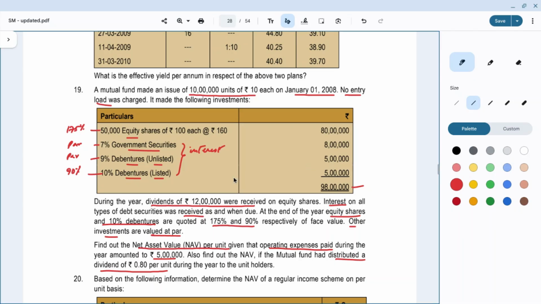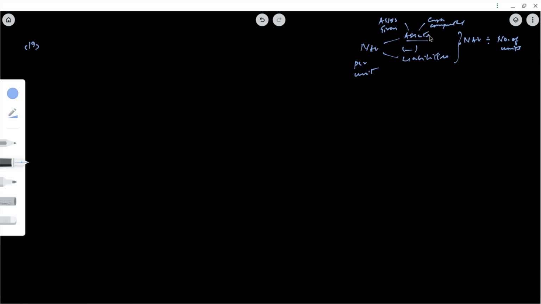And what else is there? Liabilities. So any liability? No. Even operating expenses are not left unpaid, so it's paid. So there is no liability, right? So assets given, we can take the values from the question. We need to compute cash. So first we will compute the closing cash balance.